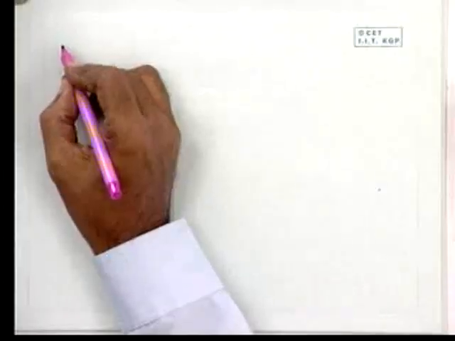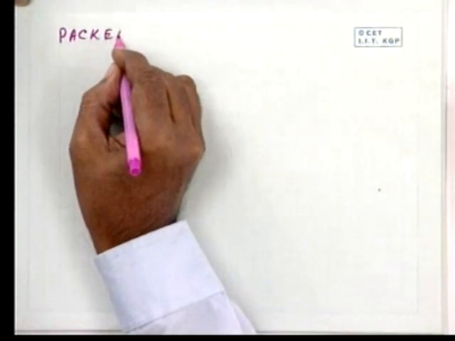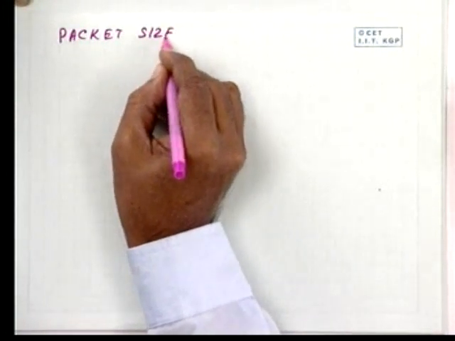Now let us consider another important parameter, that is packet size. We have seen that the basic difference between message switching and packet switching is that you are breaking down a long message into a number of small packets of some maximum size. Now, how small? That is the question.